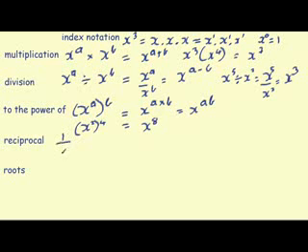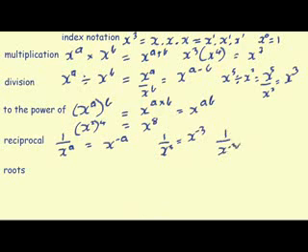Okay, reciprocal index notations. 1 over x to the power a, the way of writing that is x to the power minus a. So if we have 1 over x cubed, the way of writing that is x to the power minus 3. But what if we have 1 over x to the power minus 3? What then? Well, it's the same method. We put a minus sign in front. Okay, so it's minus minus 3. In other words, plus 3.